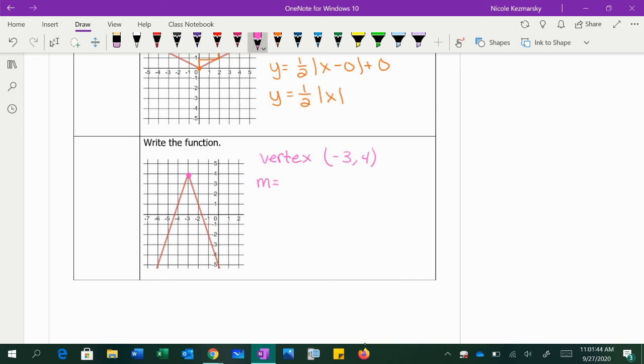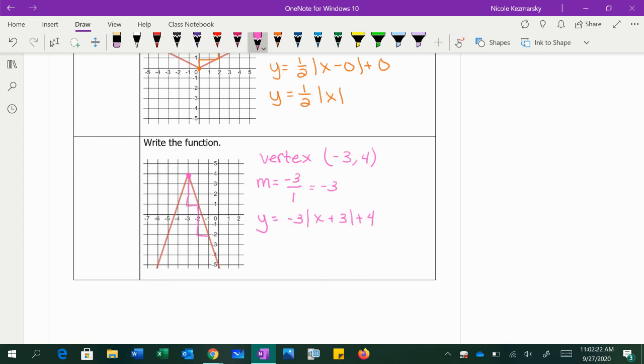The slope, we're going to use the right-hand side, so I'm going to go down 1, 2, 3, and over 1 to get to that next grid line. So down 3, right 1, which gives us a slope of -3. And we're going to say y equals -3, absolute value of x minus a -3, which is really a plus, and then plus 4.